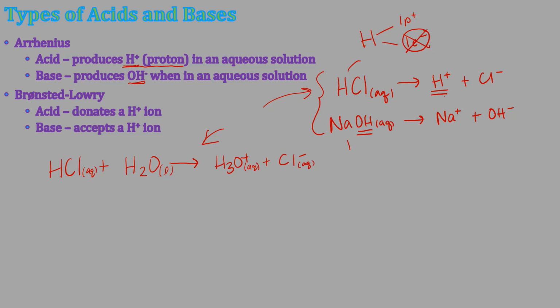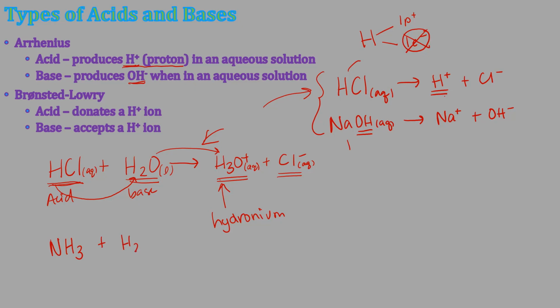All right, so it donates an H. So if we look here, hydrochloric acid donated an H to water, and it became hydronium. That's the hydronium ion. Okay, and what was left was Cl-. So HCl donates an H, so that makes it an acid. And water here gained an H, so it's the base.